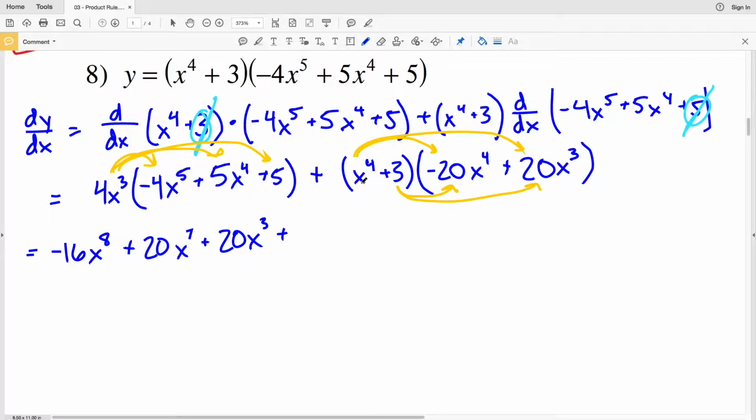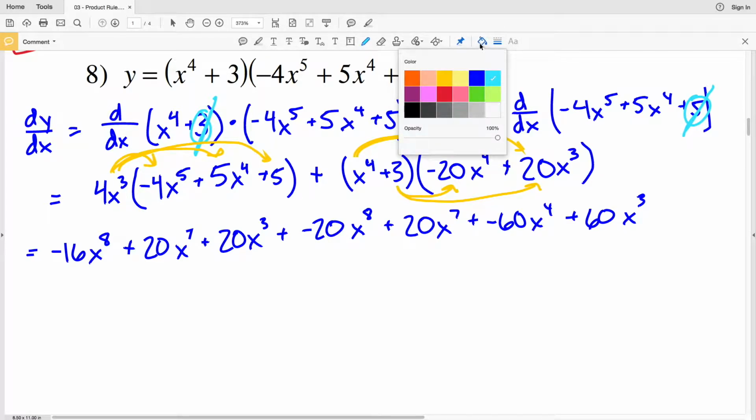Then we'll add, multiplying our first terms, x to the 4th times negative 20x to the 4th is negative 20x to the 8th, because 4 plus 4 is 8. Then we're adding our outside terms, x to the 4th times 20x cubed, which is 20x to the 7th. And then our inside terms, 3 times negative 20x to the fourth, I'll be adding a negative 60x to the fourth, and then 3 times 20x cubed, that's going to be 60x cubed.